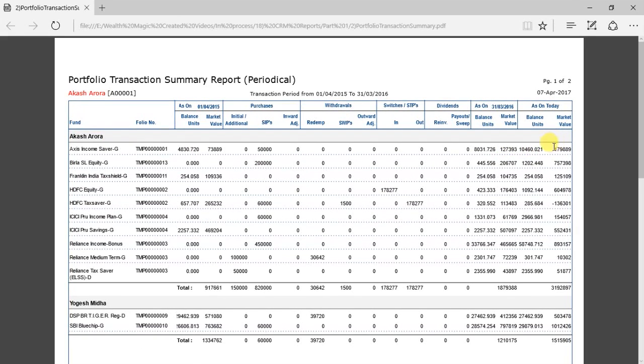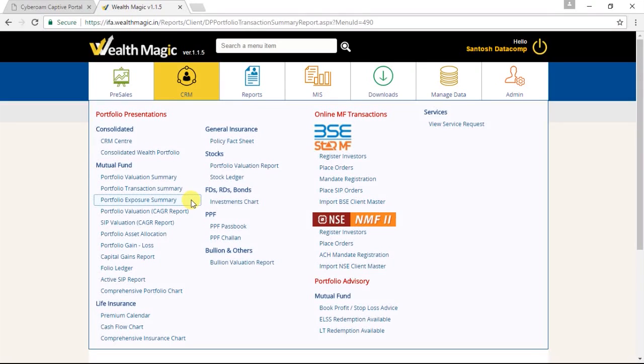So this report shows what is the opening balance, what is the closing balance, and what is the earning and what is today's market value. The transaction details are not displayed here, but the total amount is mentioned. Now let's look at the third report, which is Portfolio Exposure Summary.